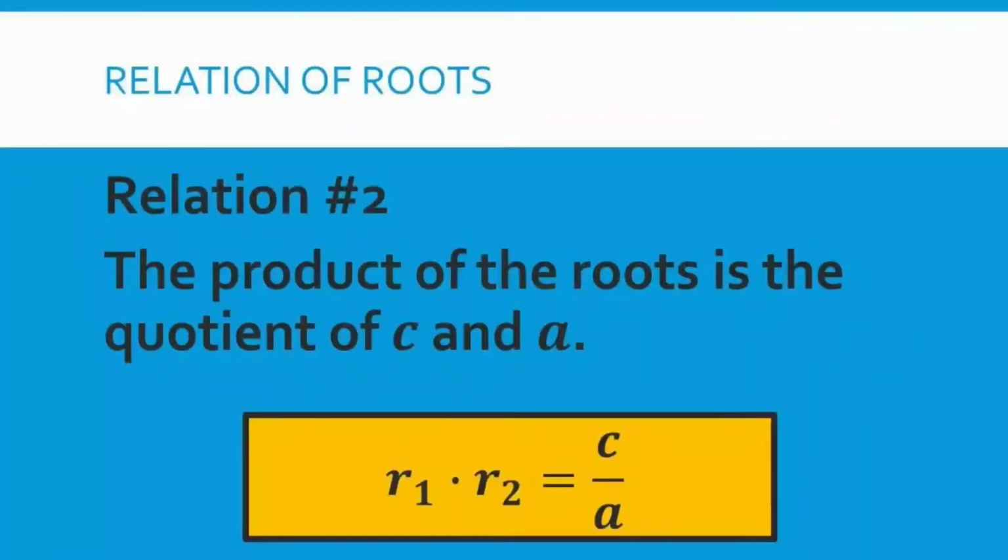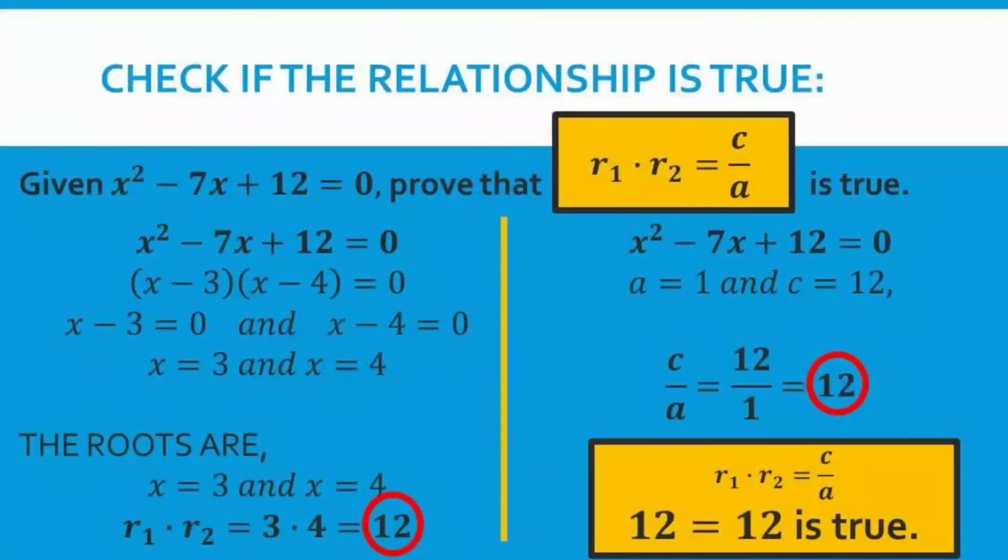For our second relation, we have the product of the roots is the quotient of C and A. In symbols, we have R1 times R2 is equal to C over A. Now, checking if the relationship is true, let's try to prove the same given x squared minus 7x plus 12 equals 0. Prove that R1 times R2 is equal to C over A is true.